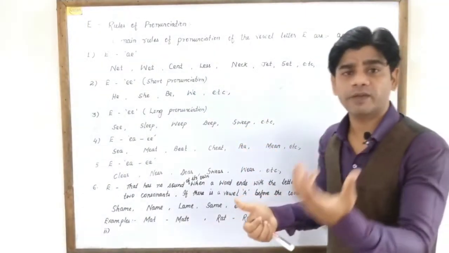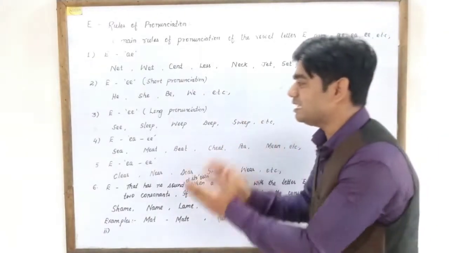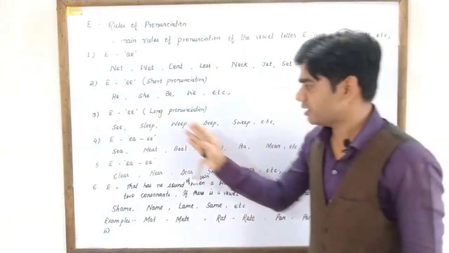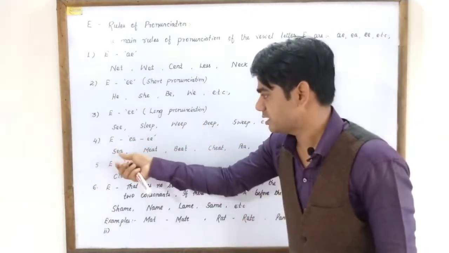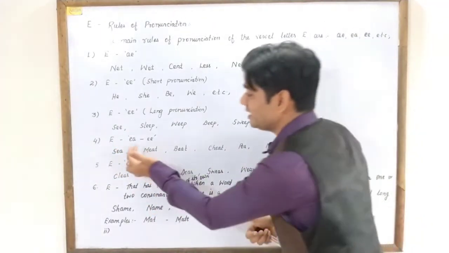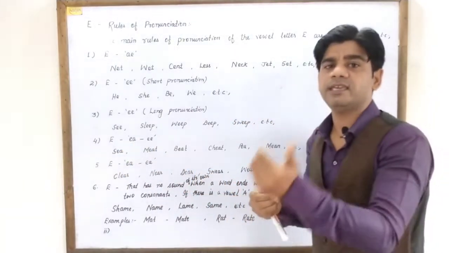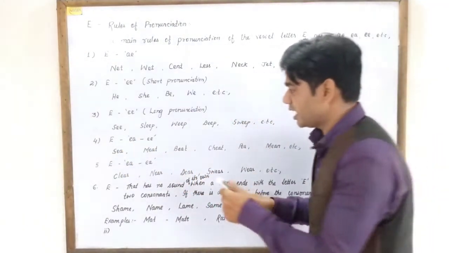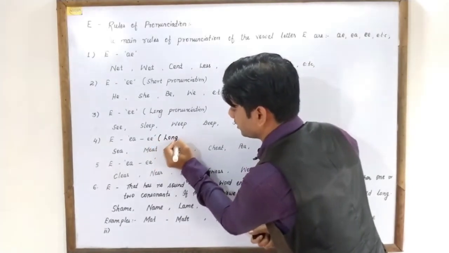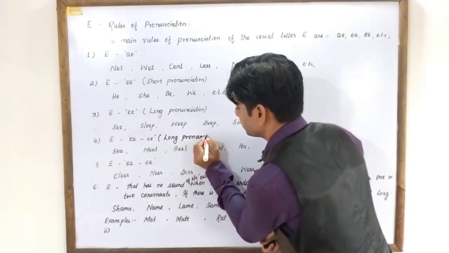S-W-E-E-P, sweep. So now we have understood that the letter E produces the E sound in a long pronunciation. Now, the next sound of letter E: when a word contains the letters E-A, it produces the E sound. It is also pronounced in a long pronunciation.